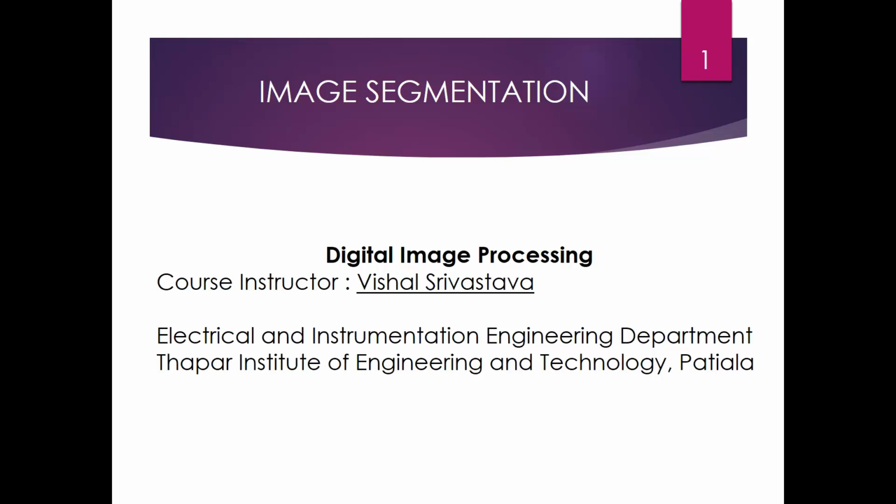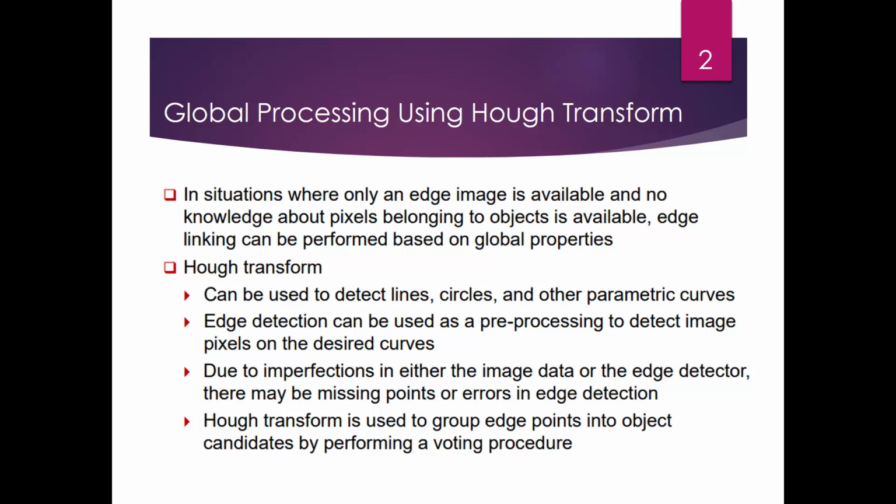Today's lecture, we are going to discuss a different kind of image segmentation technique that is based on similarity, known as Hough Transform. So Hough Transform is a global processing technique in a situation where only an edge image is available and no knowledge about the pixels belonging to the object is available. Edge linking can be performed based on global properties.